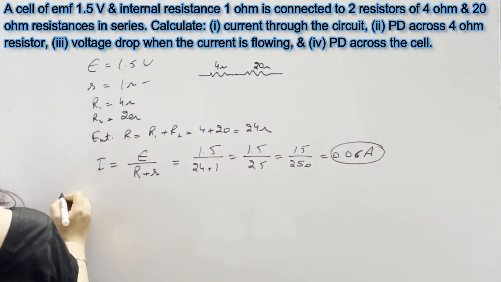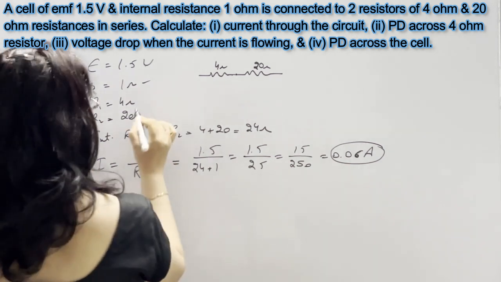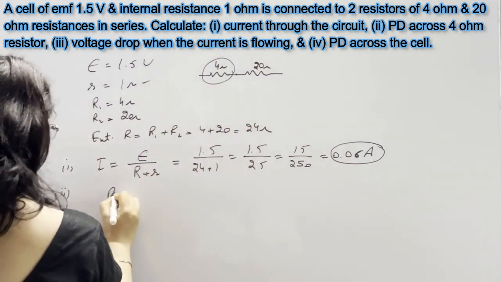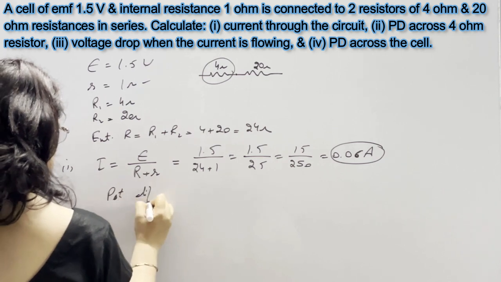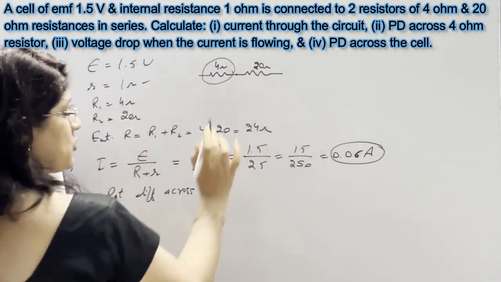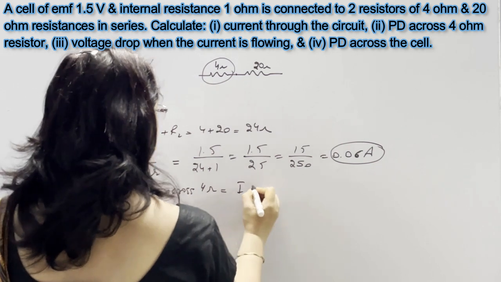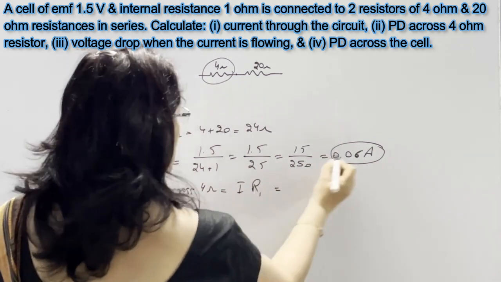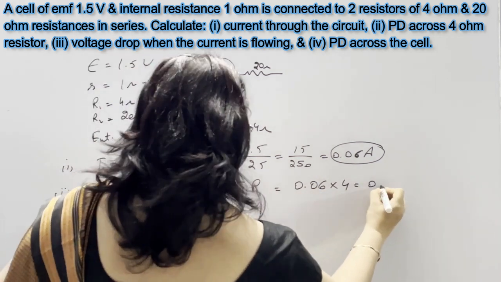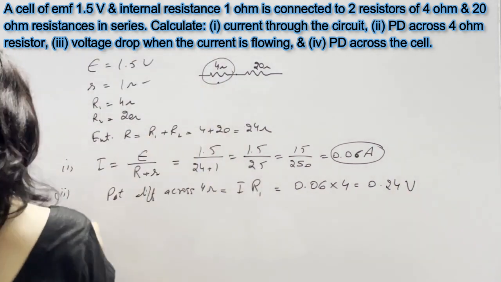Now next part, second part is potential difference across the 4 ohm resistor. Across this resistor only, potential difference. So now for potential difference across the 4 ohm resistor, we know that this is a series combination. Current remains the same, but potential difference changes. So potential difference is equal to I and R1 multiplied. So current is 0.06 and value of resistance is 4. It means 0.24 volt is the potential difference across only this 4 ohm resistor.